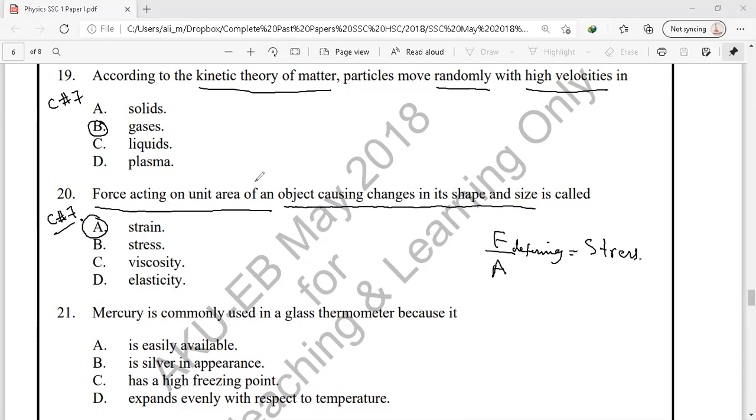So the correct option we have is option B, stress. Next, we have question number 21, that is from chapter number 8, Thermal Properties of Matter. In this question, we have to give a reason why mercury is commonly used as a liquid in glass thermometer. So, we have studied a topic in which we have studied the basic thermometric properties.